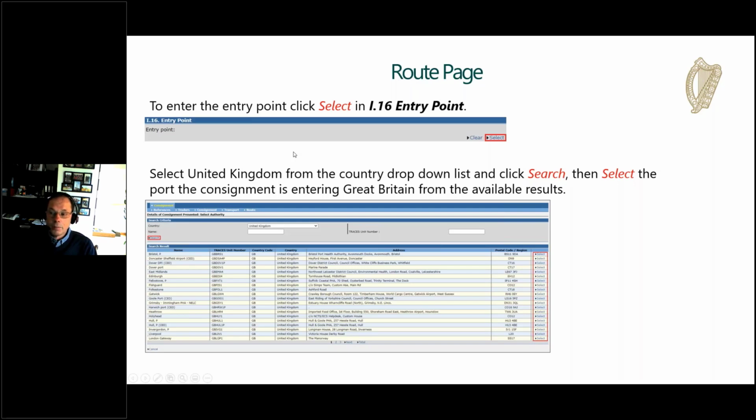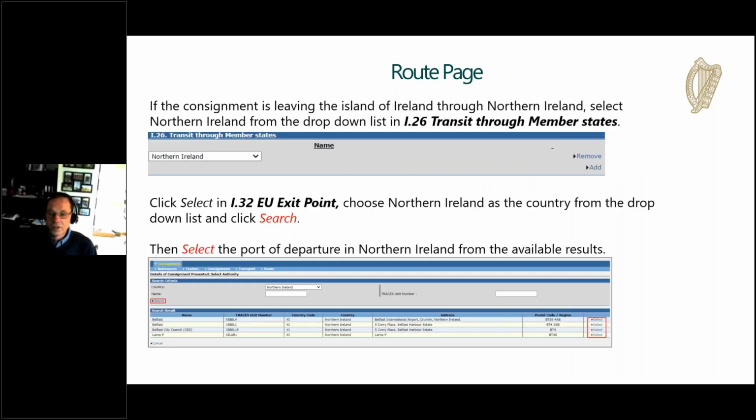If the consignment is leaving the island of Ireland through Northern Ireland, this is very important for the food business operators, particularly in the north of the country. Select Northern Ireland from the drop-down list in 1.26 transit through member state. Click select in 1.32 EU exit point, choose Northern Ireland as the country from the drop-down list and click search. Then select the port of departure in Northern Ireland from the available results, Larne and Belfast.